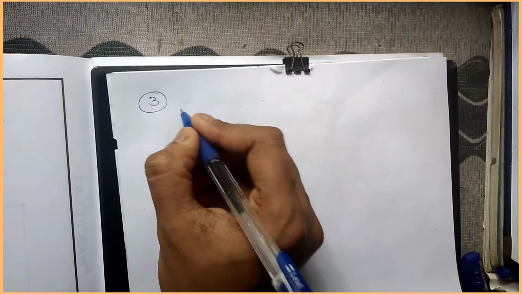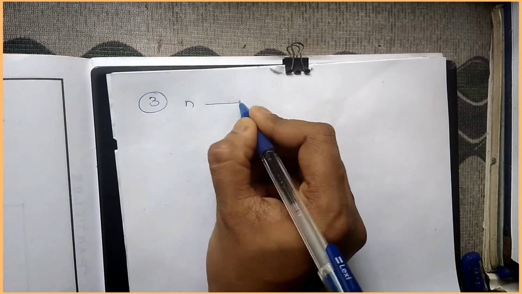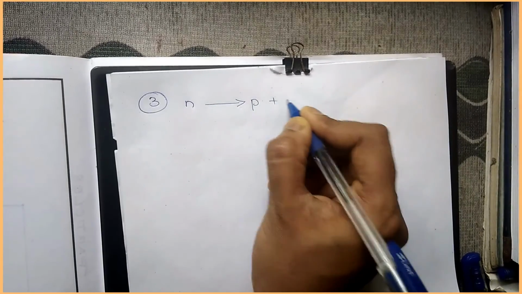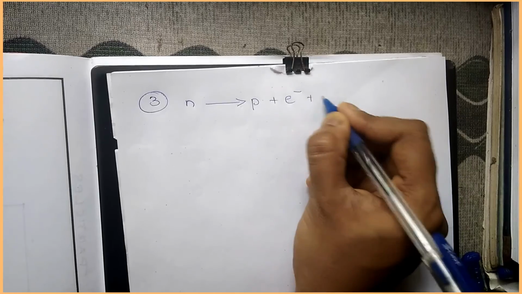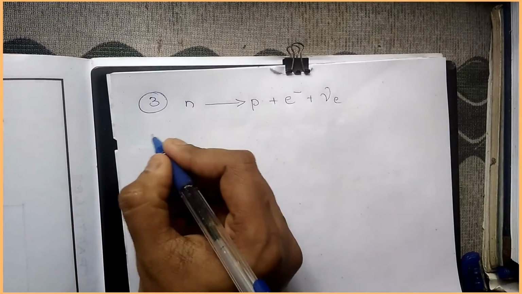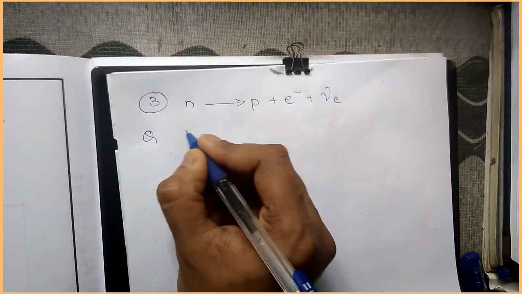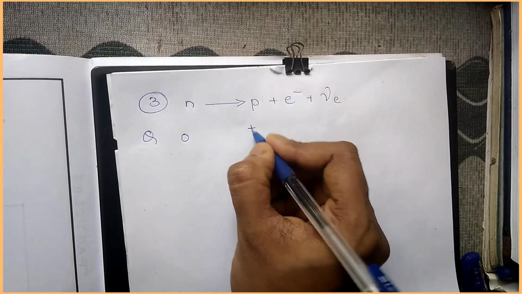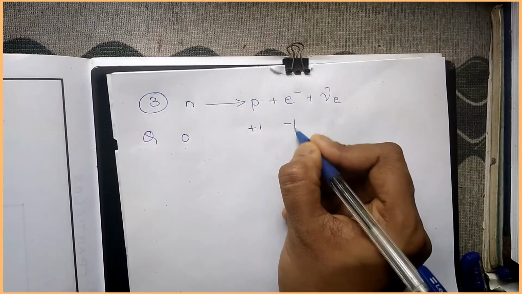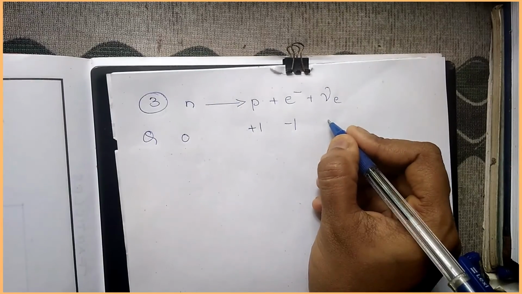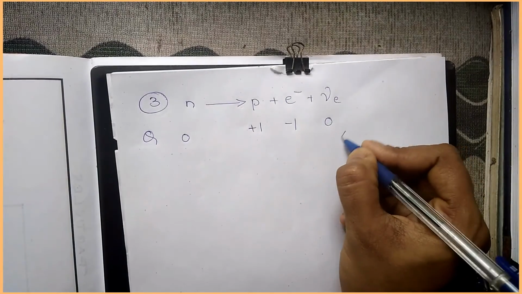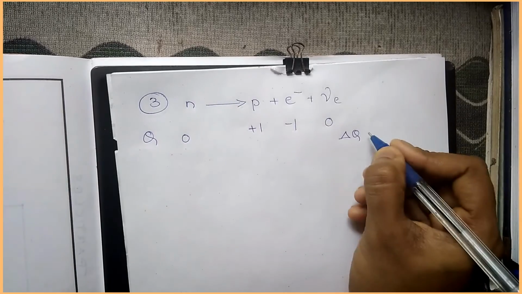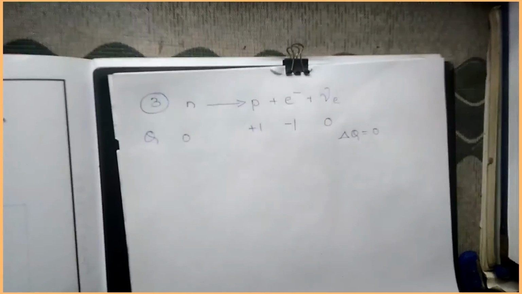Third question. Neutron gives proton plus electron plus mu electron neutrino. First we will calculate charge. For neutron it is 0. Proton plus 1. Electron minus 1. And for mu electron neutrino it is 0. That means delta Q is equal to 0.